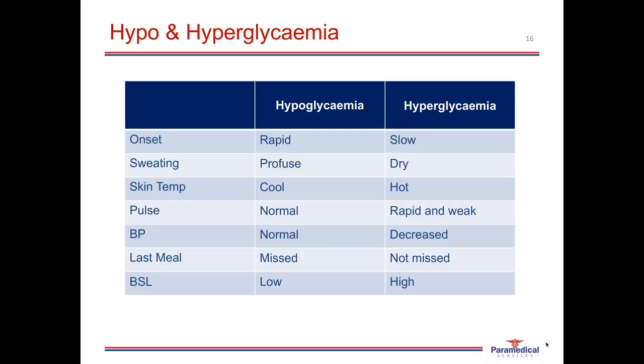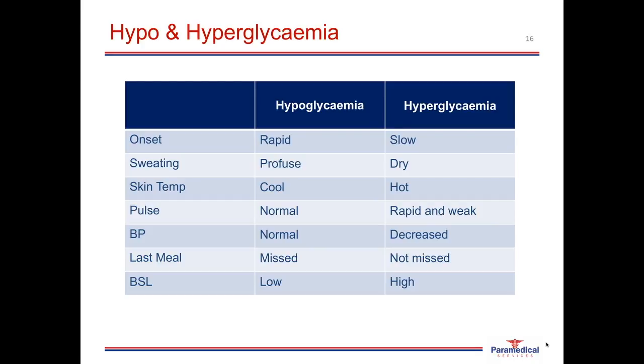Just some differentiation between hypoglycemia and hyperglycemia. With onset of the condition, it happens rapidly in hypoglycemia, but it happens very slowly and it builds up over time with hyperglycemia. Sweating may be profuse in the hypoglycemic patient. Just think diabetic shock or insulin shock, that's the other name for it.